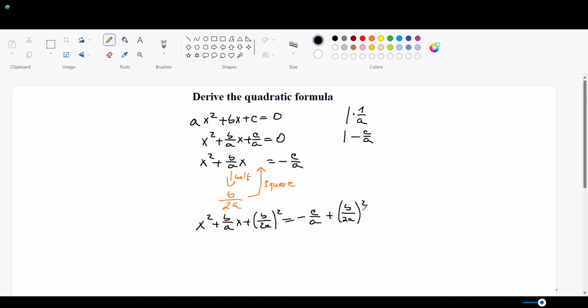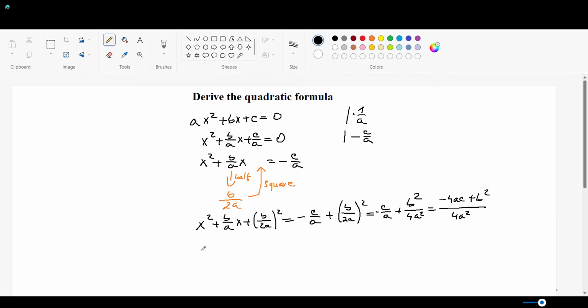Okay, I will now simplify just the right side of the equation, so it becomes negative c over a plus b squared over 4a squared. Now I find the common denominator, which is 4a squared, and I will get in the numerator the expression negative 4ac plus b squared, and I will use this expression on the right side of my equation.